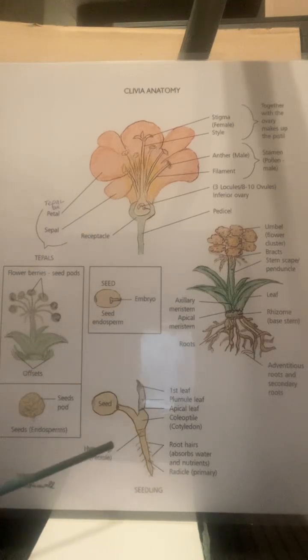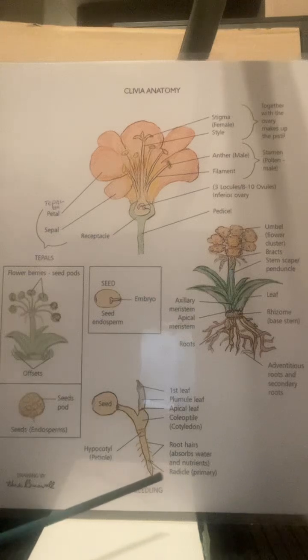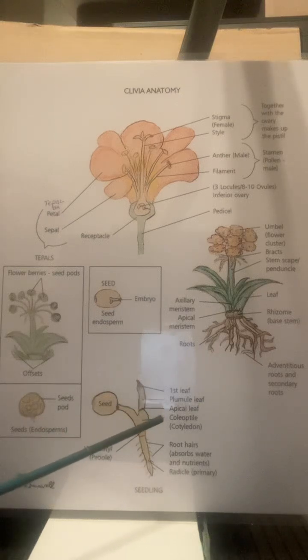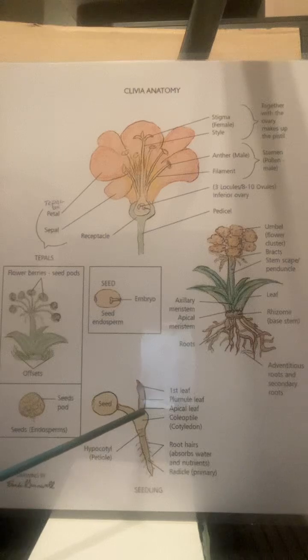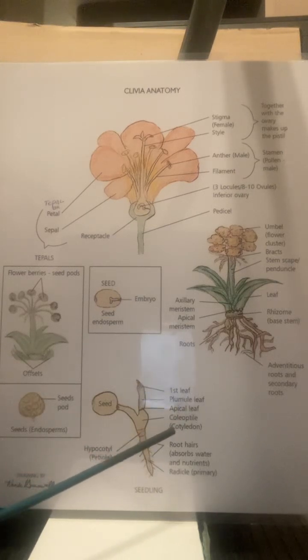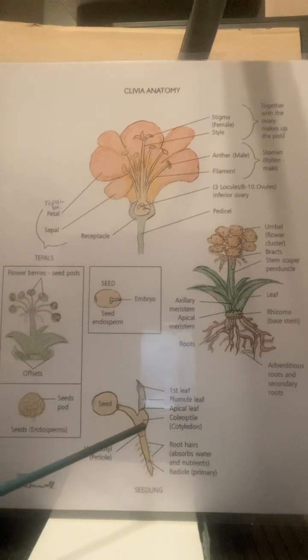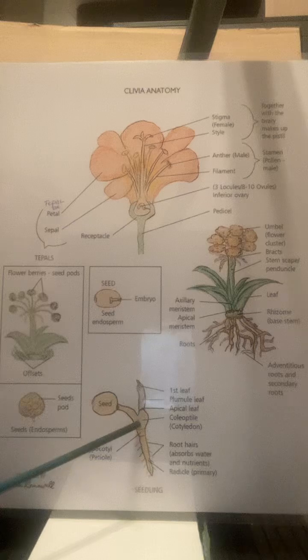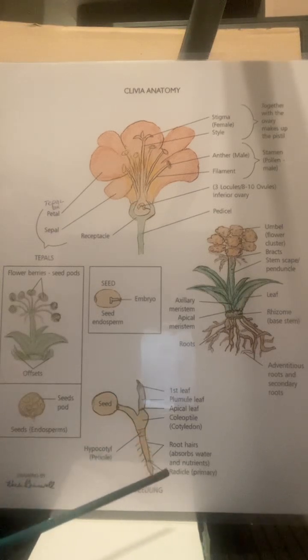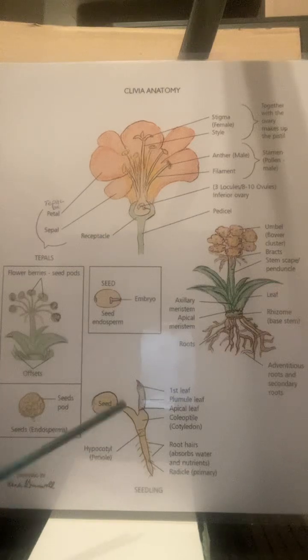Anyhow, back down to the seedling. The first leaf is called the plumule, and then where it comes out is called the apical leaf. Coleoptile is where it forms, and that's about it.